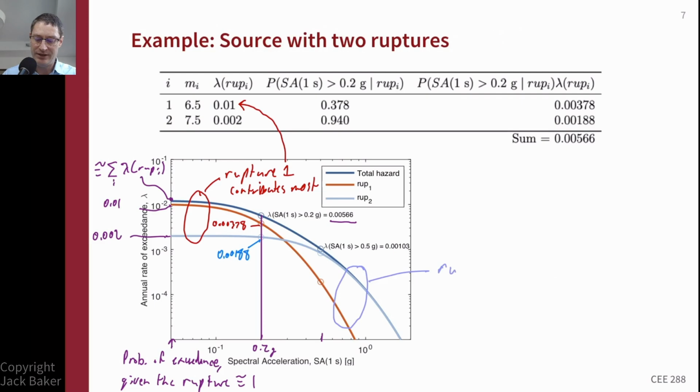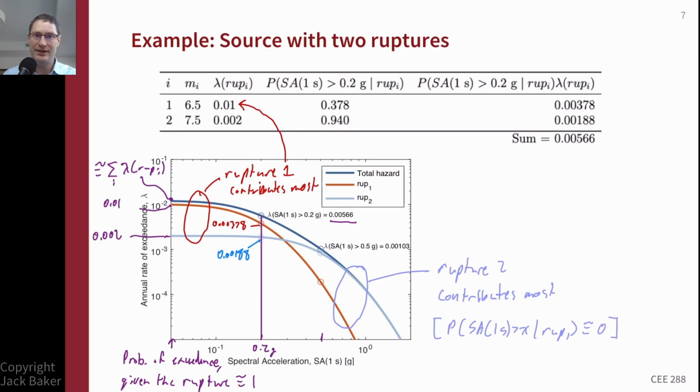Okay, so over here, we'll say Rupture 2 contributes most. And that's because Rupture 1, even though it had all that extra activity rate, it was 5 times more active, what's happening is that the probability of SA 1 second greater than X given Rupture 1 is pretty close to 0.